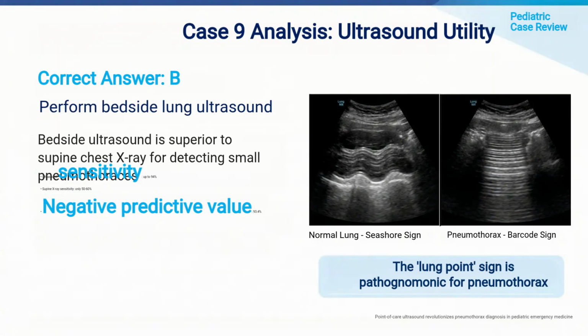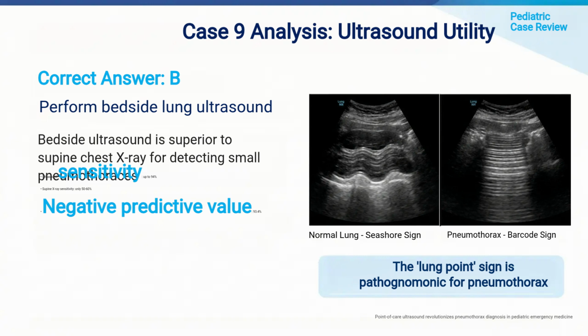Bedside ultrasound is superior to supine chest X-ray for detecting small pneumothoraces. Ultrasound sensitivity reaches up to 94%, while supine X-ray sensitivity is only 50 to 60%. The negative predictive value of ultrasound is 93.4%.